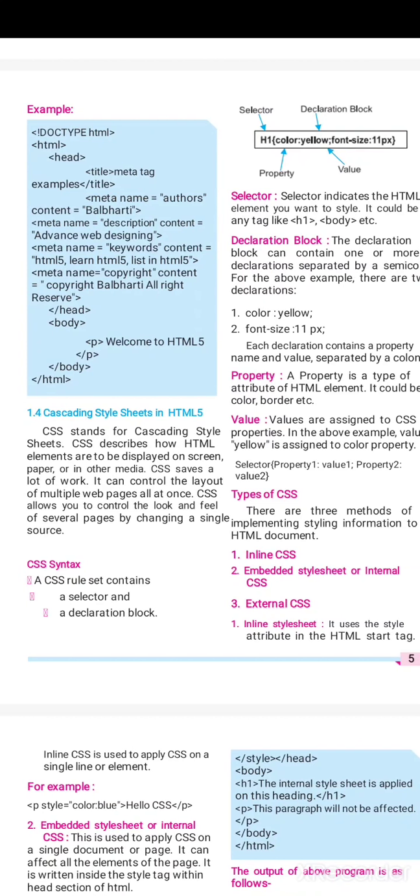So it's a declaration block. In this declaration block, properties and values are applied. A single selector may consist of multiple properties with respective values. As we are observing here, H1 as a selector, color as a property, yellow as a value for that, font size as a property, and 11px, that is pixels, is the value for that.